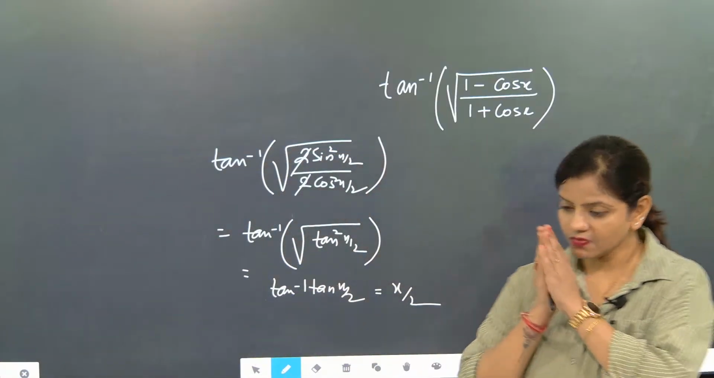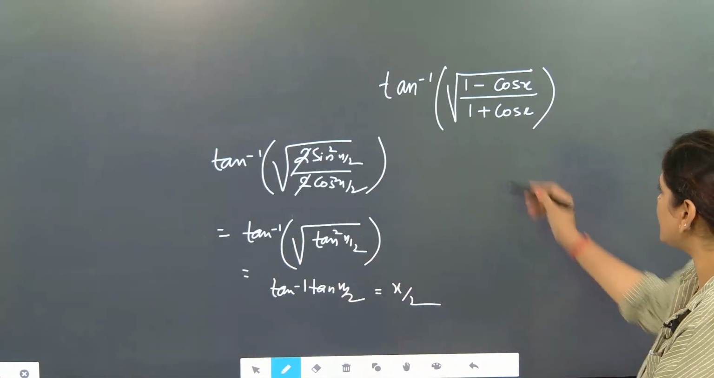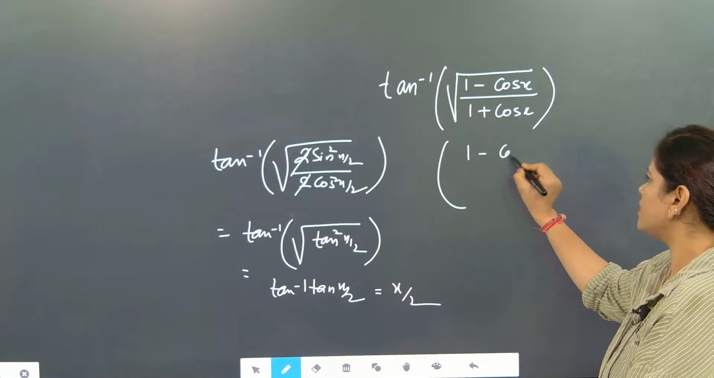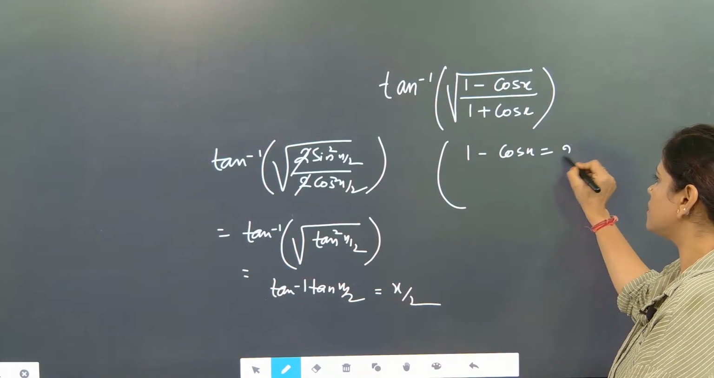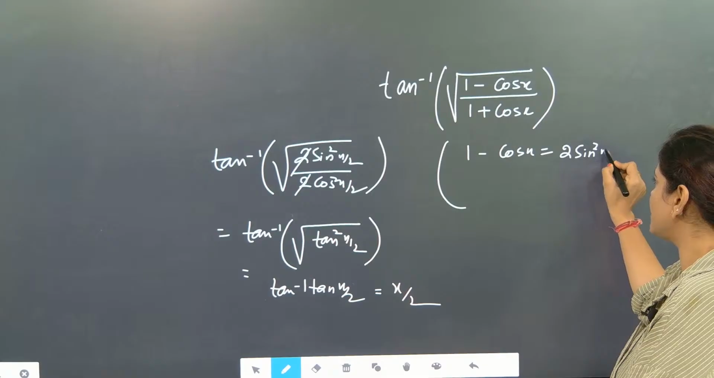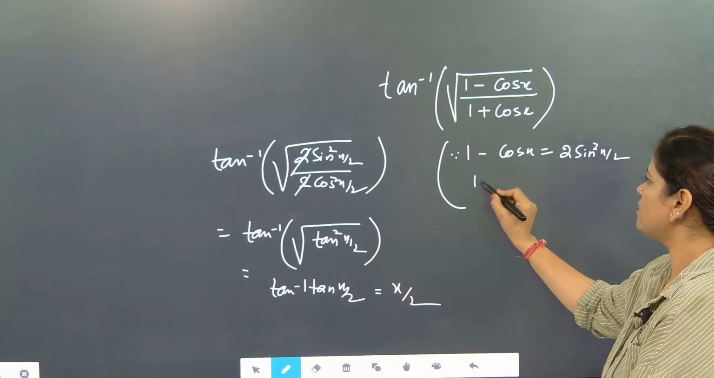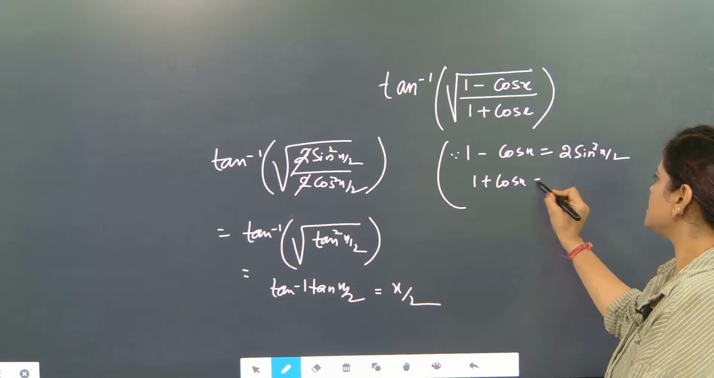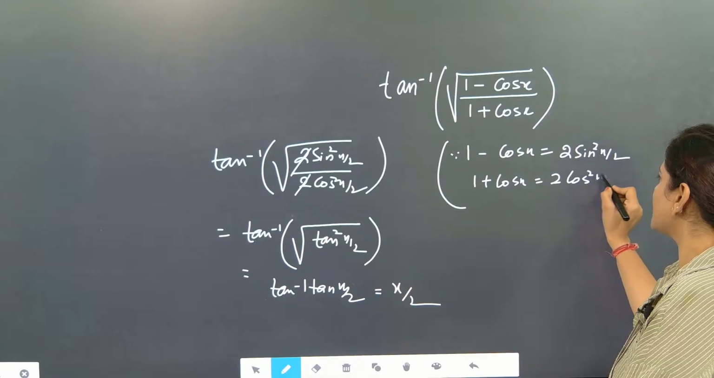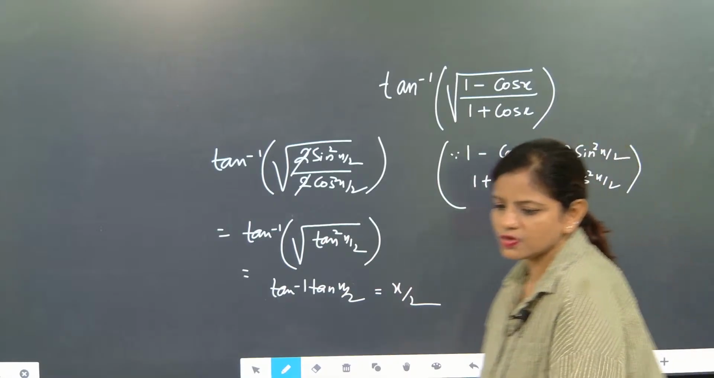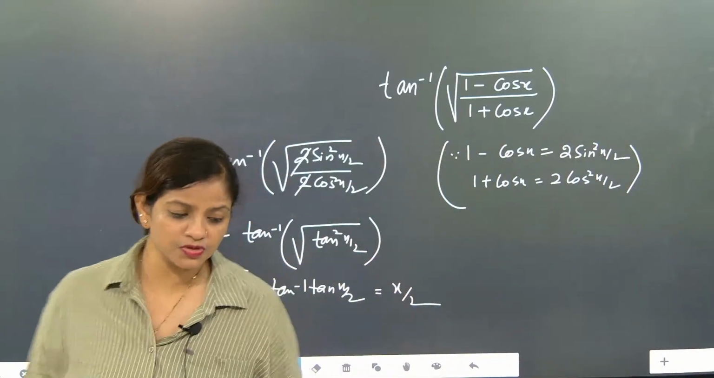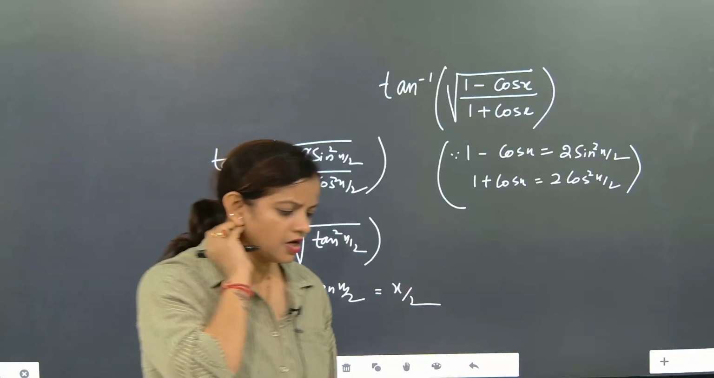You need to understand another important point: when you are writing this formula, don't forget to write 1 minus cos x is equal to 2 sine square x by 2, since we are using the formula 1 plus cos x is equal to 2 cos square x by 2. Understood? 2 cos square x by 2. This is the most important part. You must not forget.